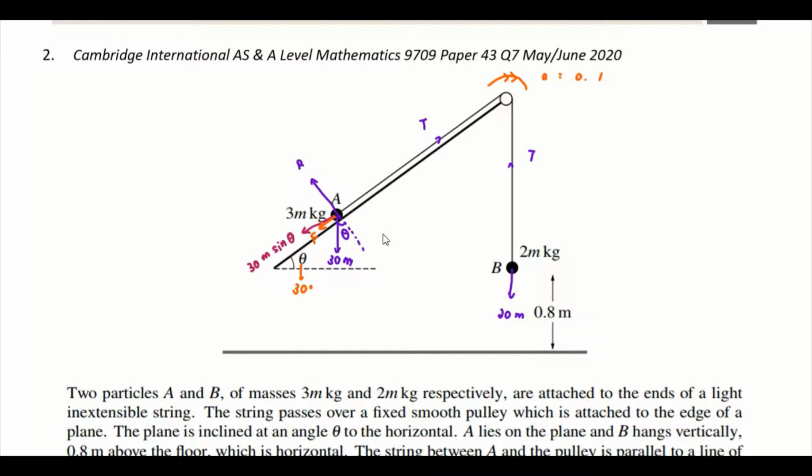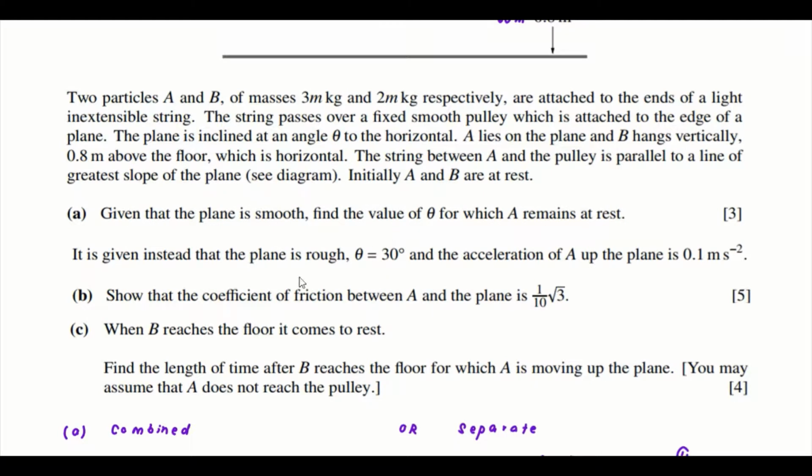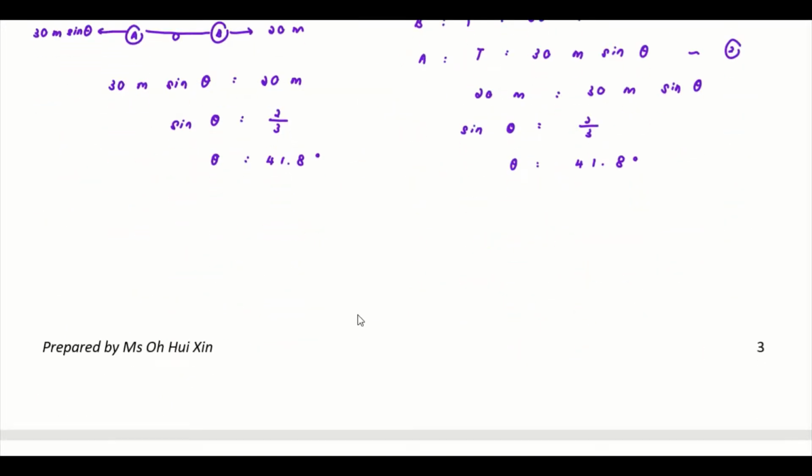So now let's see how we continue and what we need to find. Show that the coefficient of friction between A and the plane is 1 over 10 square root 3. Which means what we need to do here is, from the acceleration, there's no tension involved. So in this question, it's easier for us to solve straight away in terms of a combined system. Okay, so let's write down. This is the new one.